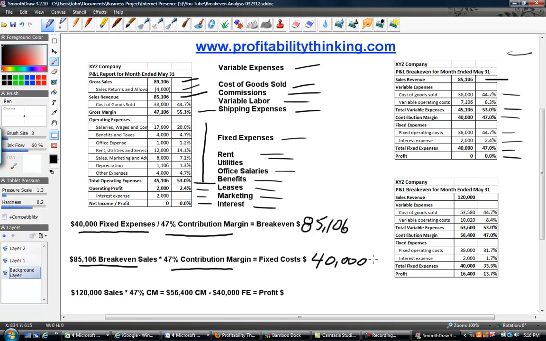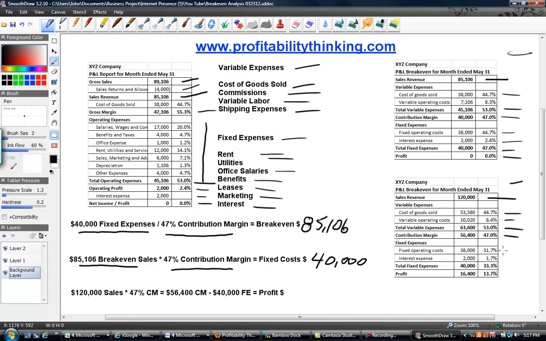Let's take an example where the sales increased to $120,000, but the contribution margin stayed the same at 47% and the total fixed expense dollars stayed the same at $40,000. What would the profit be then? Well, we have an income statement here that shows that we have $120,000 in sales revenue. We have our cost of goods sold. We have variable operating costs, which leaves us the same 53% variable expenses, just a different number, $63,600. We have the same contribution margin percent, 47%, just a different contribution amount of $56,400.